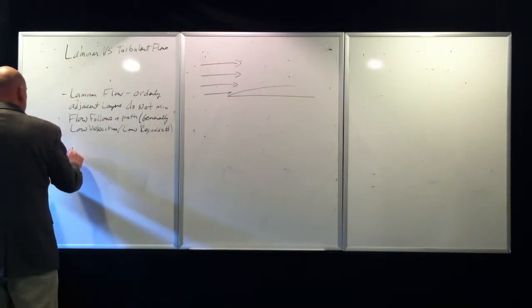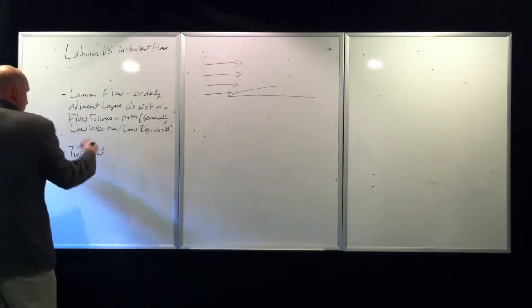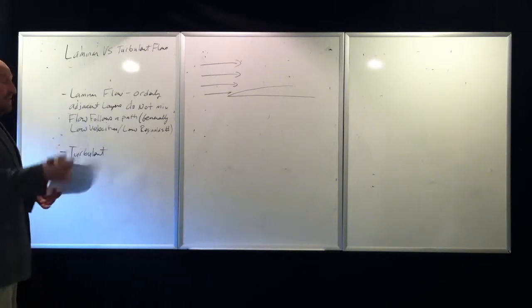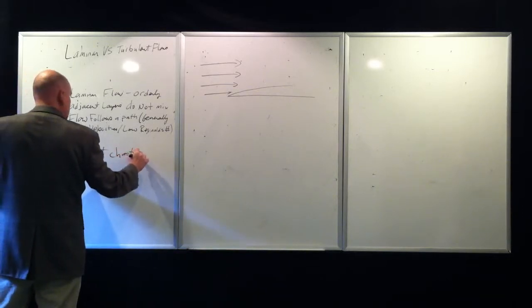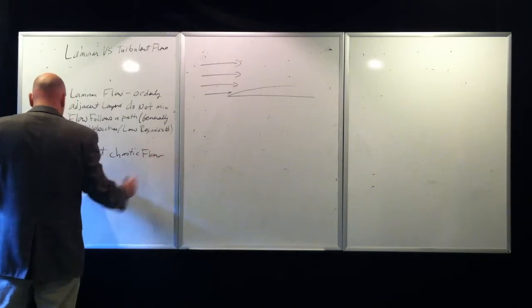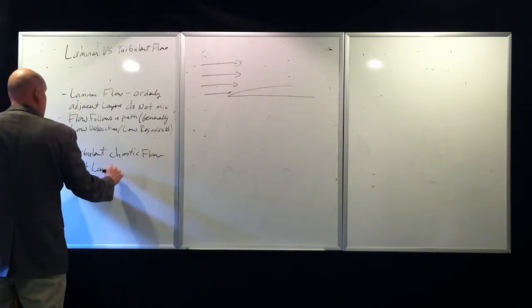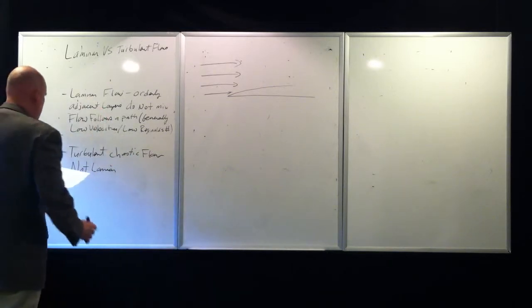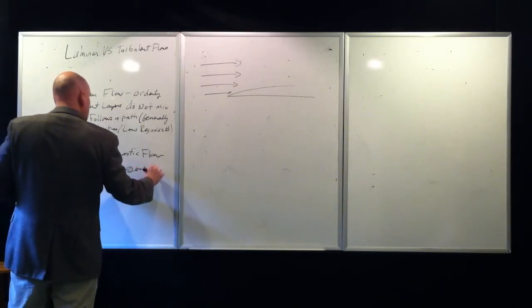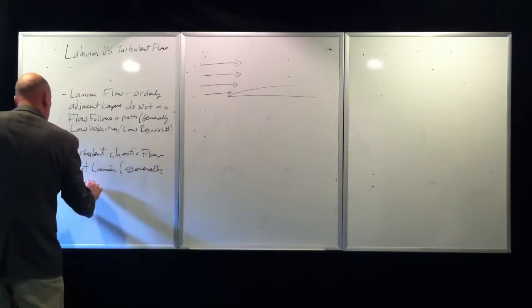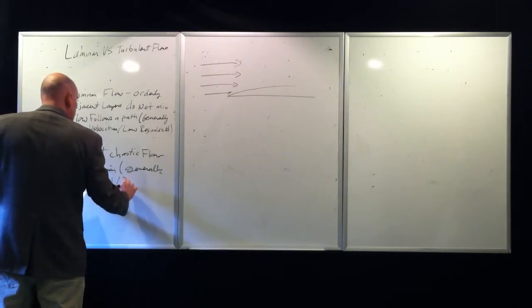Turbulent flow. Probably with the name turbulent, you can understand there's going to be some chaotic behavior. Chaotic flow, so therefore it is not laminar. The things that define laminar are going to be the opposite. So this is going to be generally large velocities, large Reynolds number.